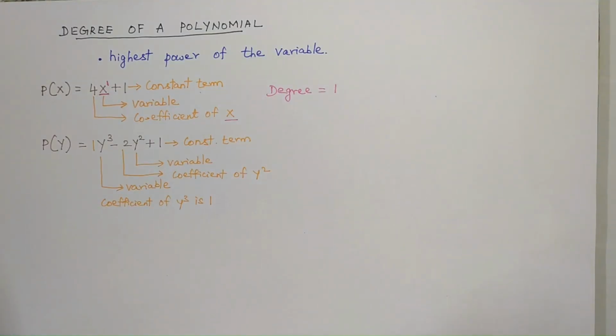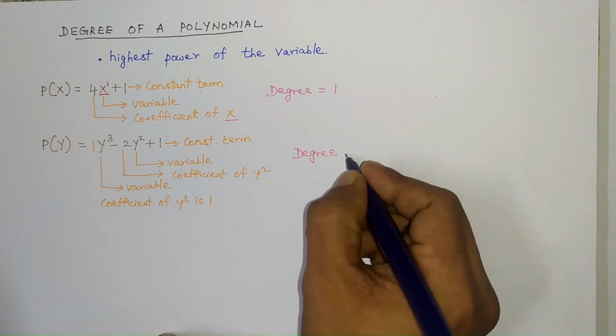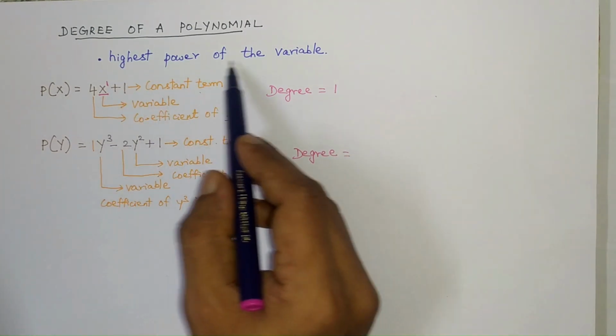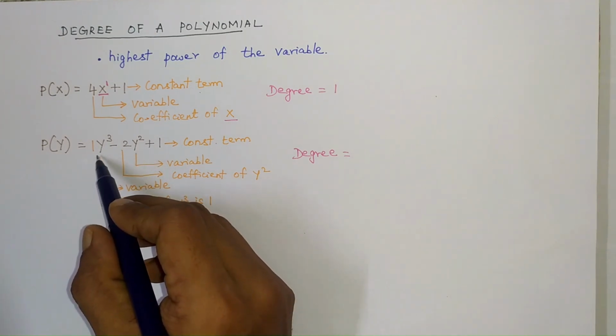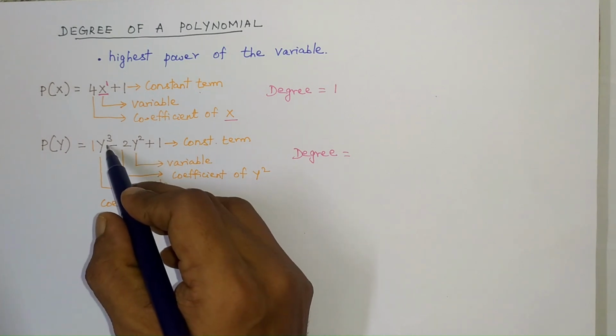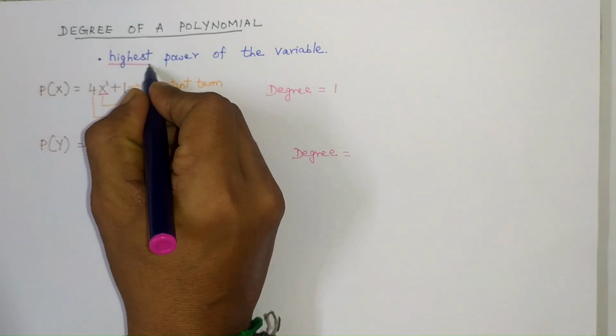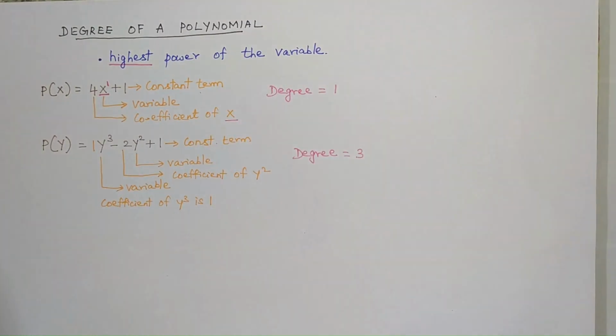Okay. So what is the degree for this polynomial? It is the highest power of the variable. I have the variable in y square and also in y cube. This has power 2, this has power 3. I have to write the highest power. So the degree of this polynomial is 3. 3 is the degree of the polynomial. Okay. So let us take one more example.